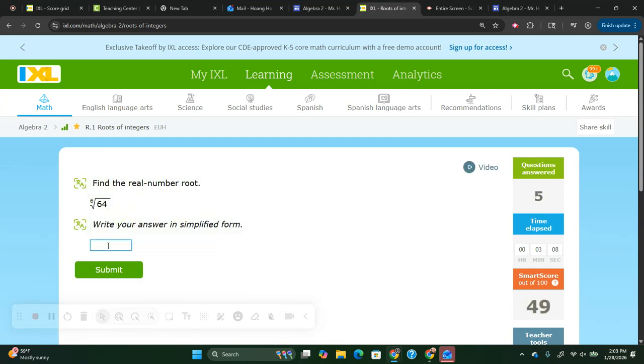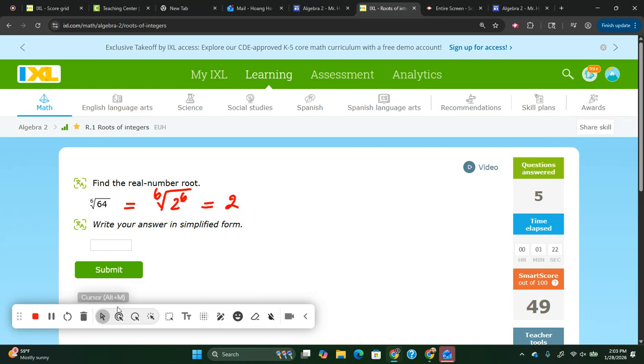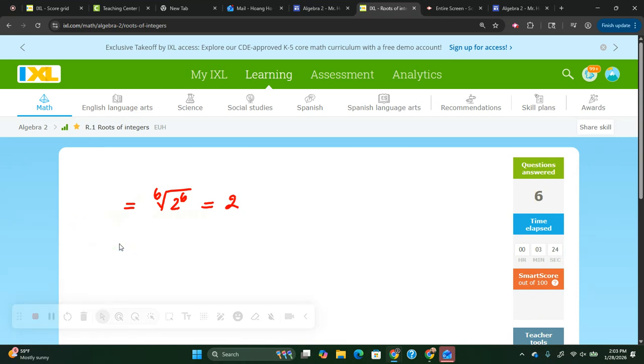Here we go. 6th root of 64. 64 is actually 2 to the power 6, so the answer is 2. But you can punch it in your calculator. Okay, I got 2.